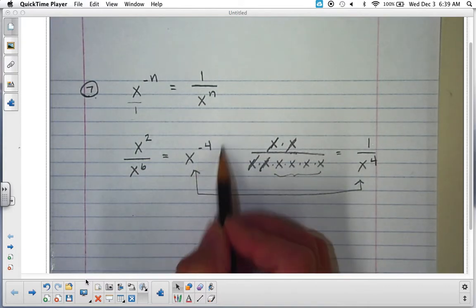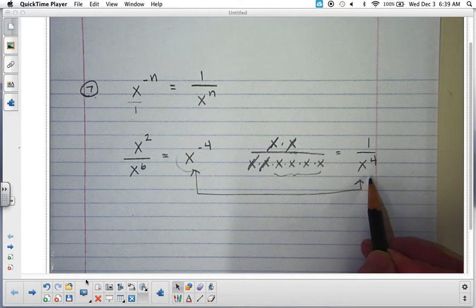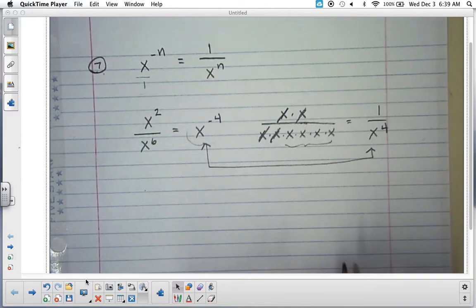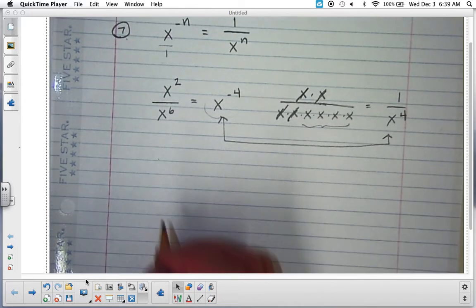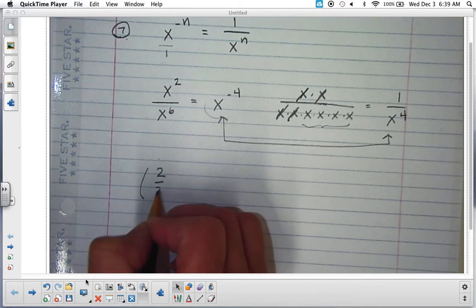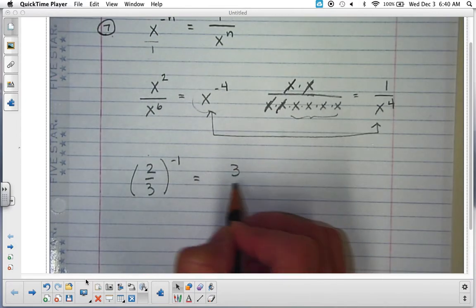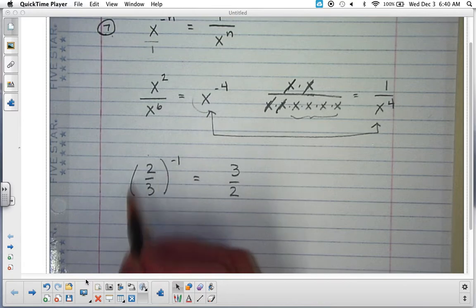So a negative exponent is the same as it being underneath the fraction bar. It's the same as the reciprocal. So suppose I just have 2/3 to the -1. That is the same as 3 over 2. It makes whatever you have flip over.